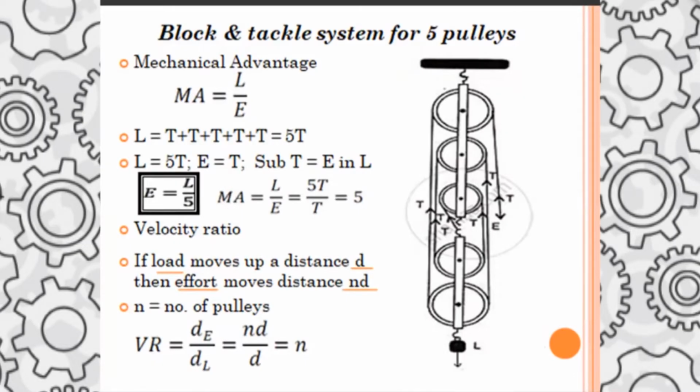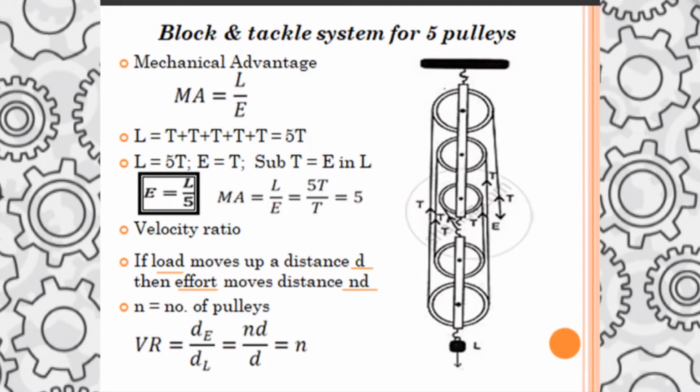I'll give you a very easy way of finding the load. The number of pulleys is equal to the load in the block and tackle system. So here the number of pulleys is 5. When you have 5 pulleys, your load is going to be 5 times T, and your effort is always just T. So the relation between the load and the effort will be found, and you can find the mechanical advantage and the velocity ratio.